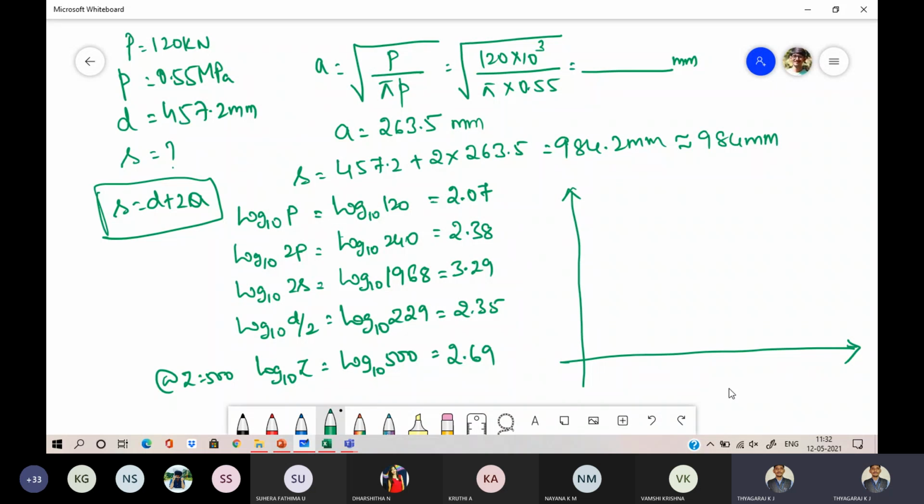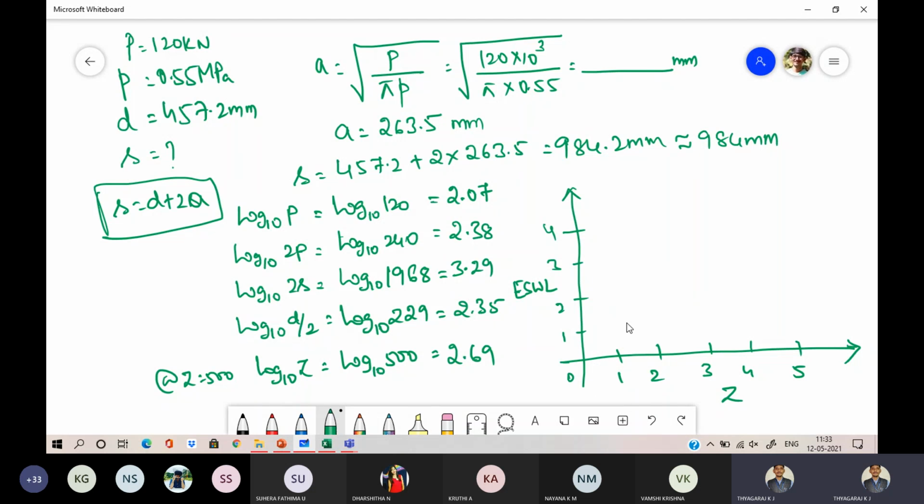Of convenient, that is the Z value, and this is ESWL. 2P, 2S. So 2.38 is there. We require 2.69. So P is 2.07. So we'll consider 1, 2, 3 only. Here also 1, 2, 3. 1, 2, 3, 4, 5. 1, 2, 3, 4.